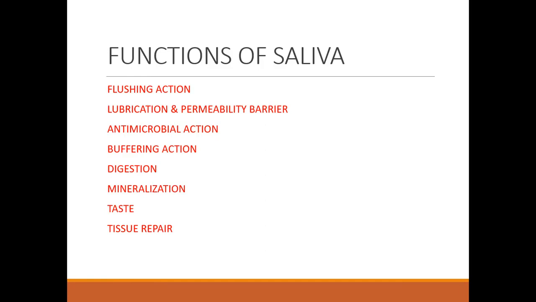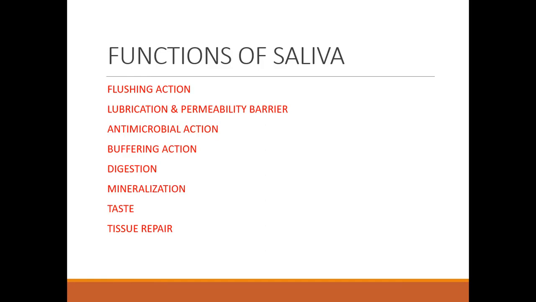Then lubrication and permeability barrier. Already we have told, mucin will coat the tissues of the saliva and is helpful in the lubrication process and permeability barrier. This coating of mucin will prevent the entry of bacteria and other foreign substances into the tissues, thereby protecting the tissues from the harmful effect of these substances.